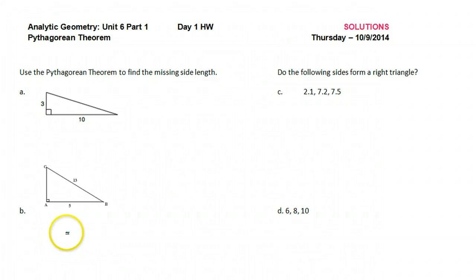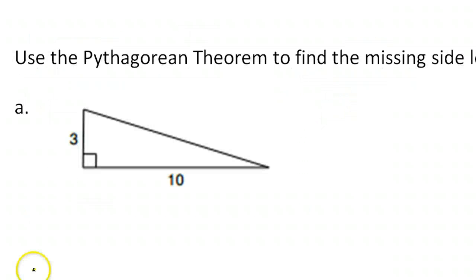Alright, this is part 2 of our lesson on classifying triangles and Pythagorean theorem. In this video we will focus on solving triangles using the Pythagorean theorem and using the Pythagorean theorem to tell if three sides represent the lengths of a right triangle. Alright, Pythagorean theorem. Leg squared plus leg squared equals hypotenuse squared.